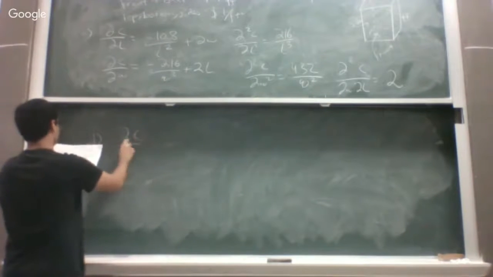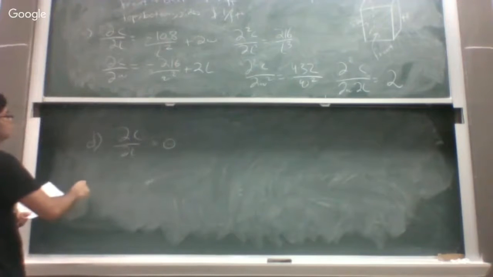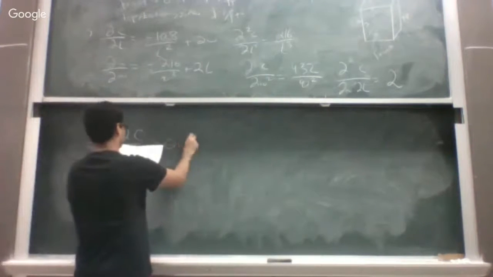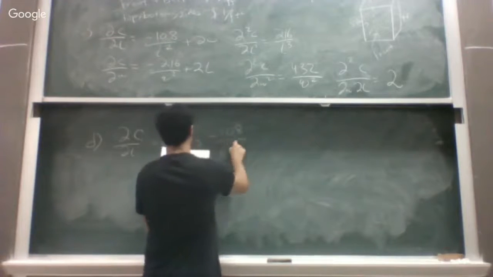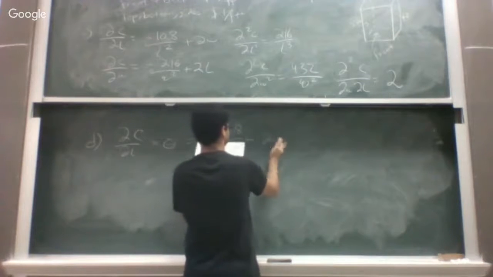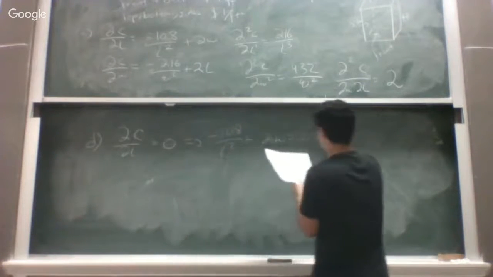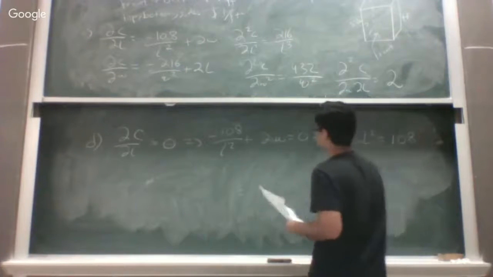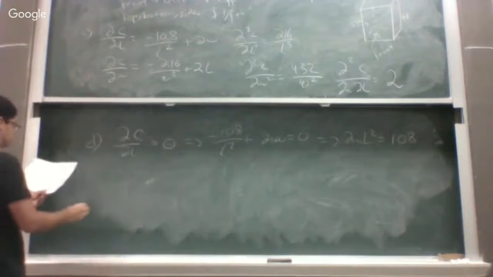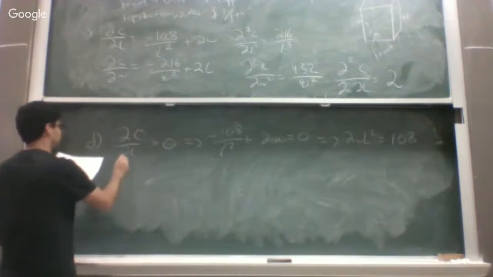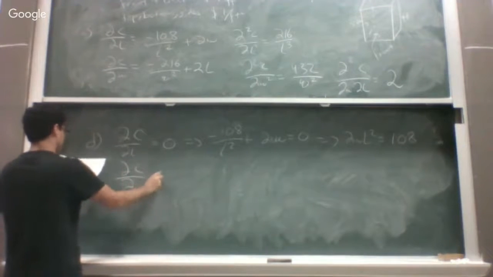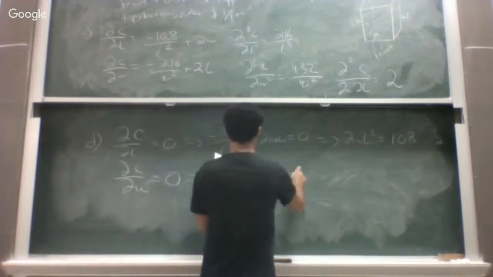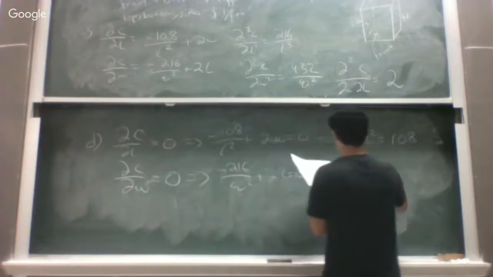Okay. So partial of C with respect to L equal to 0. We have to find, just like finding the min and max. So negative 108 over L squared plus 2W equal to 0. So we get 2W L squared equal to 108. And you'll see why we're doing that. We set partial of C with respect to W equal to 0. So negative 216 over W squared plus 2L equal to 0. We get W squared L equal to 108.